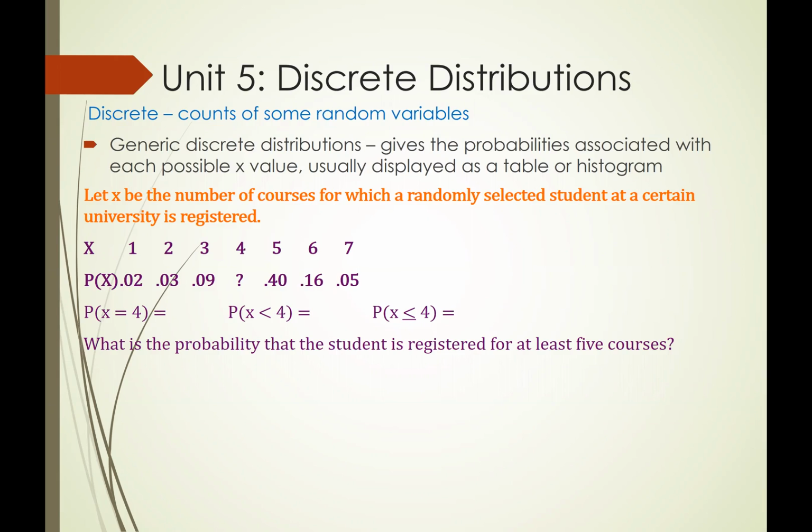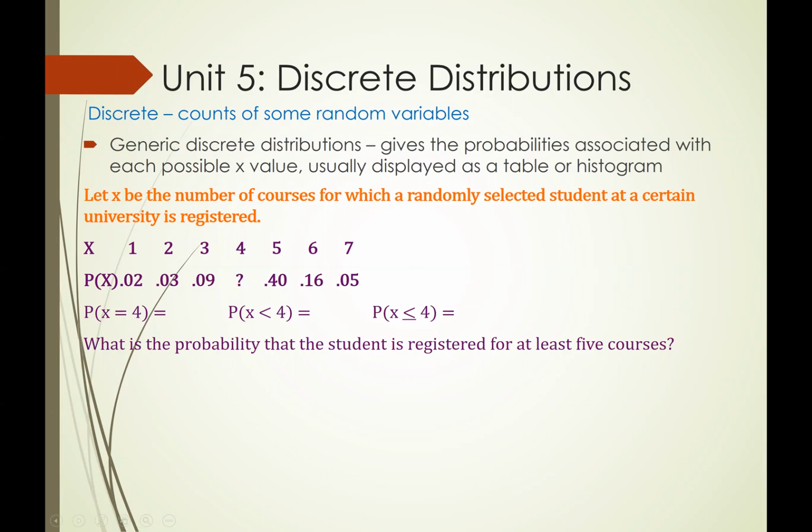There are multiple types. A generic discrete distribution gives probabilities associated with each possible x value, or requires you to calculate those probabilities yourself using Unit 4 rules. This is typically displayed as a table or a histogram, but it doesn't have to be.